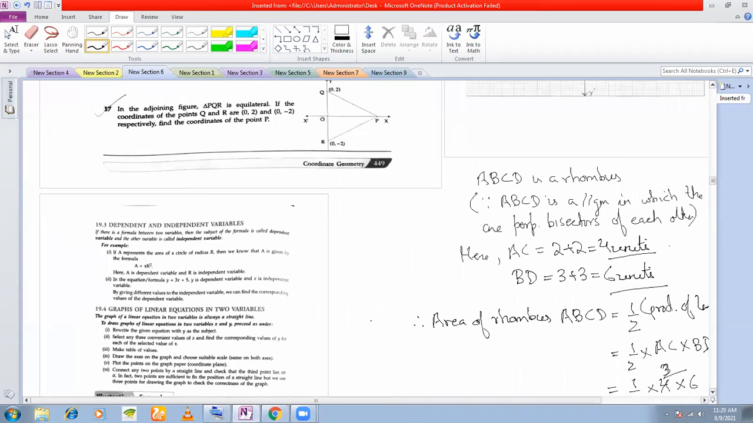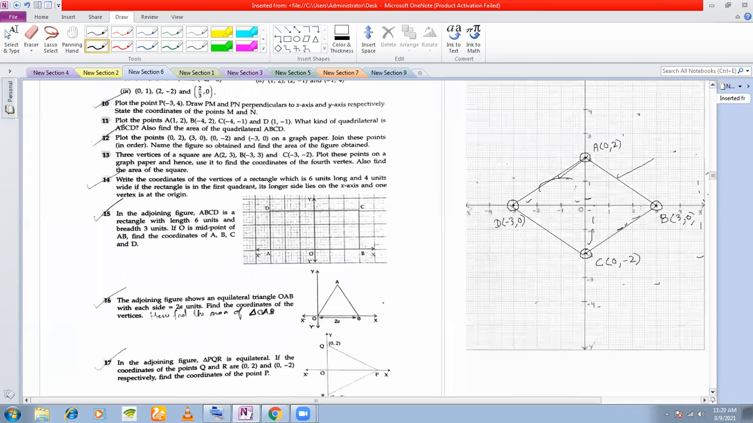This was a very interesting problem. If you have any question from this question, let me know. I will do the other problem in the next class then. I'll stop here because I have only 5 minutes remaining. Okay, so I'll stop here.